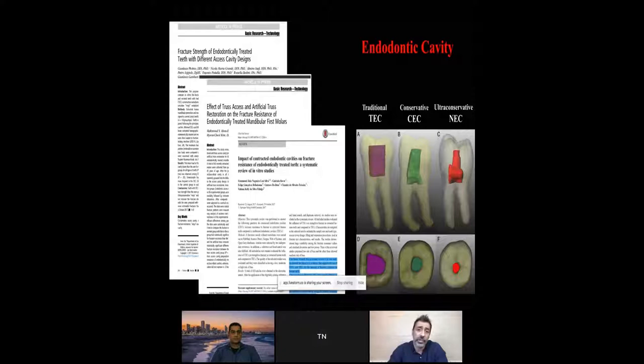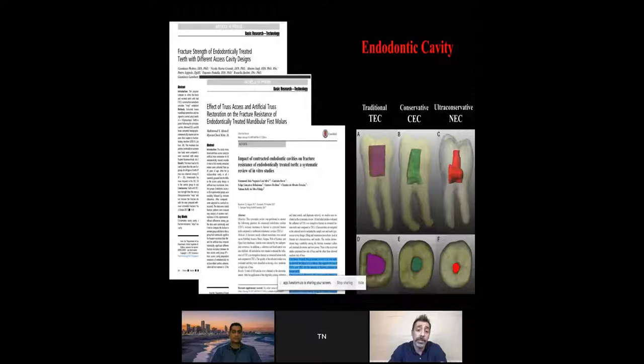So we are, if you want, trying to preserve the tooth from tooth fracture. But in all the literature, we don't have a correct answer today. We don't have the scientifically based evidence that a conservative, ultra-conservative access cavity will diminish the fracture rate.